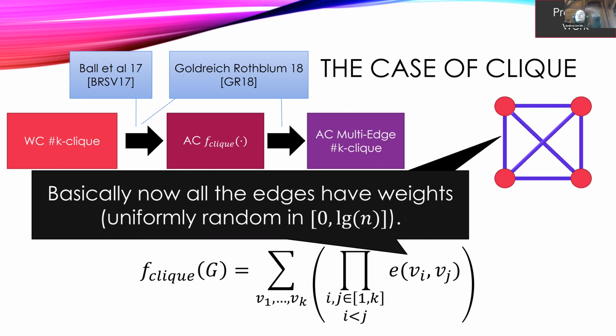So from here, what Goldberg-Rothblum do is they have this sort of gadgety reduction to go back from this multi-edge problem to a problem where you just have cliques. This doesn't give hardness over the uniform case, but it does show that counting k-cliques over this particular distribution is hard from the worst case.